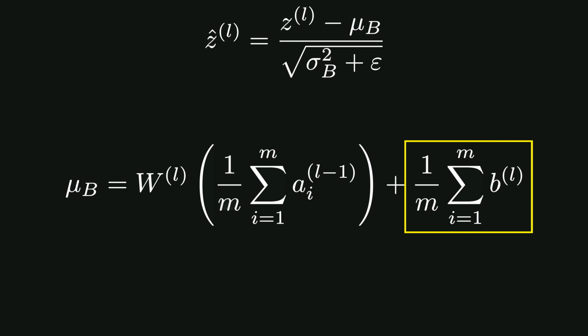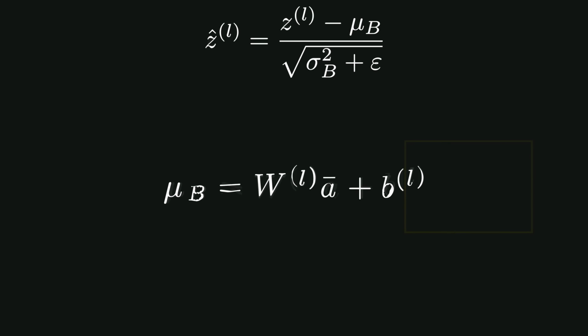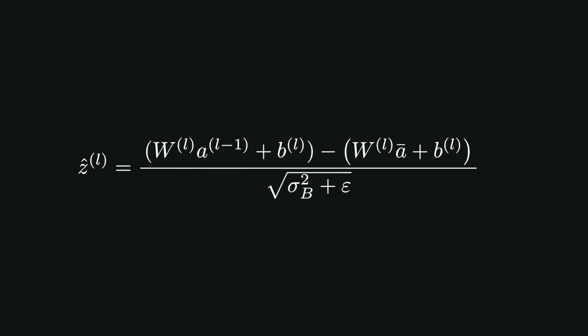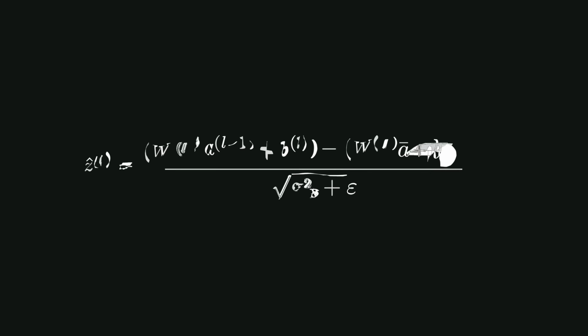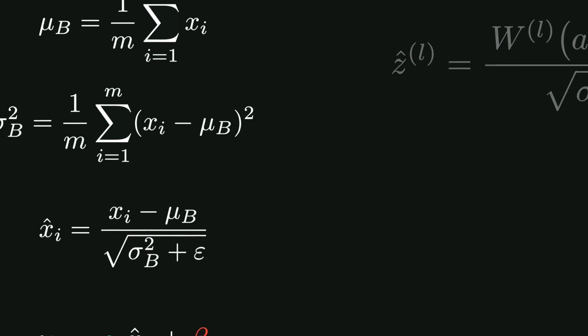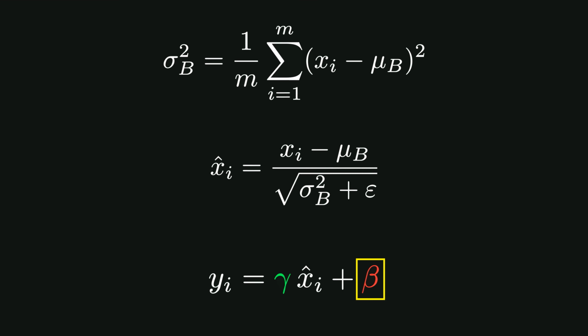Now this batch summation over the bias becomes just B, and the summation over the activations, let's call it A bar, just for cleaner visuals. And once we substitute this mean back into the normalization formula, something neat happens. The bias term cancels out completely. And remember, we already have this parameter beta, which shifts the normalized distribution. So beta basically acts like the bias of the network. That's why the original bias term in the layer becomes unnecessary when batch normalization is used.